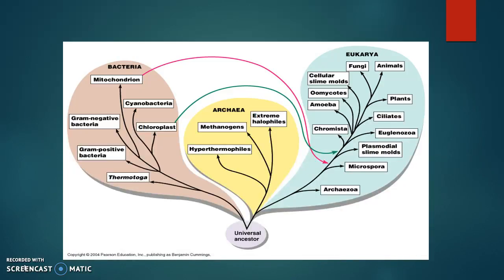So here we have the tree of life, if you will. It basically just shows the three domains of life, which are bacteria, archaea, and eukarya. It labels here in the middle some different types of archaea, which include hyperthermophiles, methanogens, and extreme halophiles.